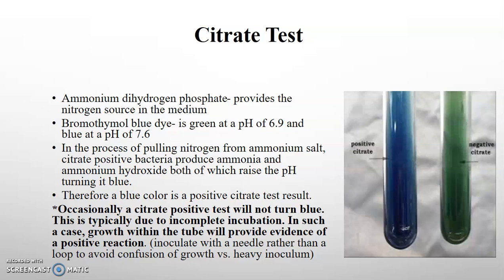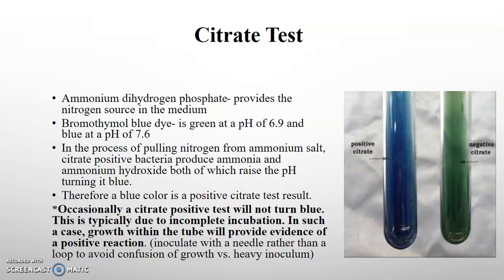But if you put a bacterium in here that did not have that enzyme, then citrate would not be broken down, which means the ammonia would not be released, which means the pH would not go up and the color would not change. It would just stay that green color. So the majority of the time, if you see blue, that's positive, and green, that's negative.